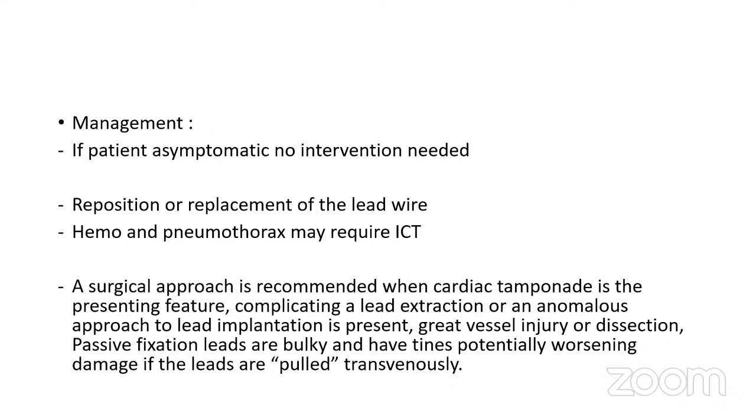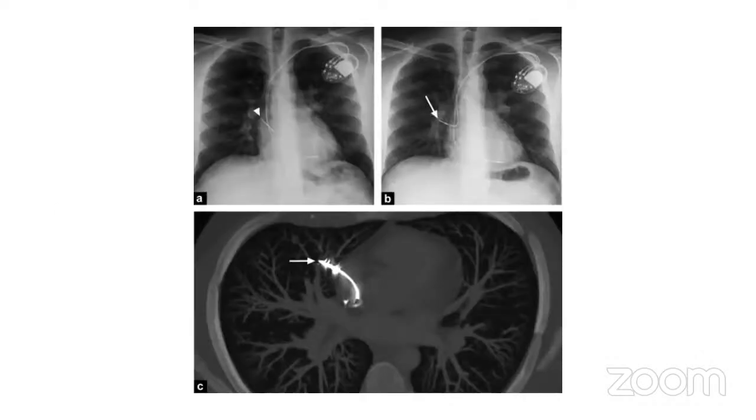Passive fixation leads are bulky and have tines, potentially worsening the injury if the leads are pulled transvenously. As we can see here in the chest X-ray, the leads are protruding out of the heart into the chest cavity, and also in the CT.